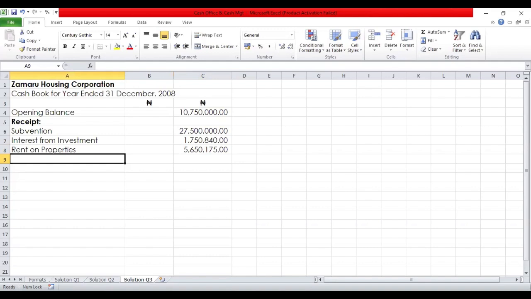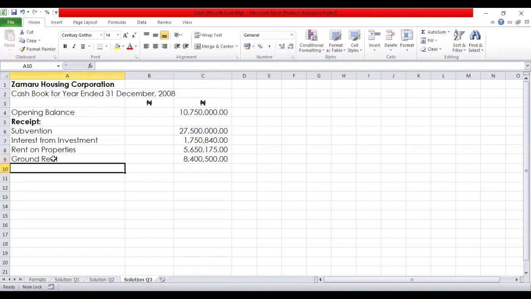Sir, the ground rent, I think that should be a payment. I'm not sure it's a payment though. Rent on property is this. The ground rent is also under receipt. All housing corporation ones are under receipt. Is that clear? How much is the ground rent? 8,400,500.